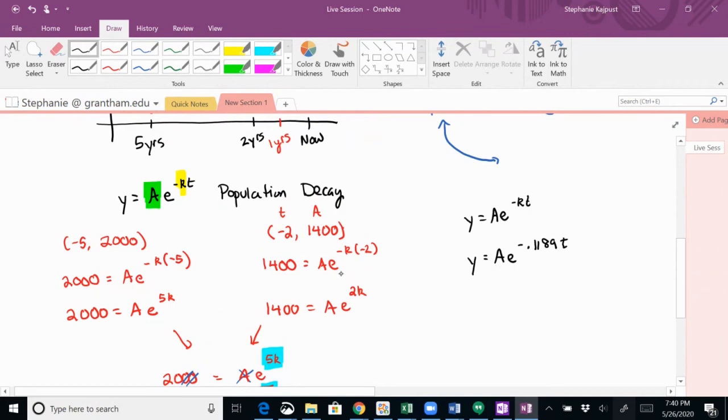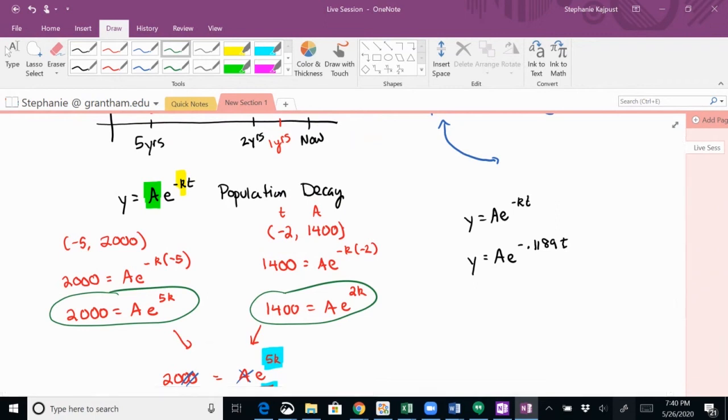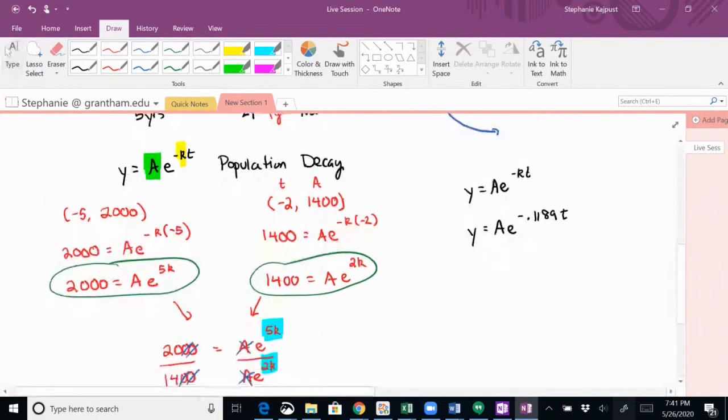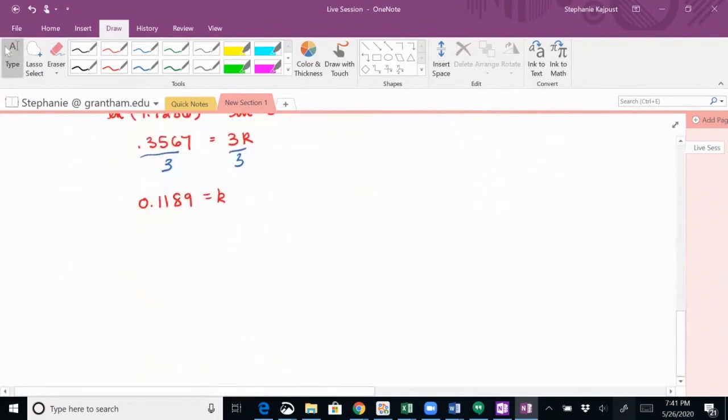I can use one of these equations. I can either use this equation or this one that I've created. I know k. I can plug in my k, and I have values, and then I can solve for A. It doesn't matter which one we use. So let's say I use the first one, the one on the left: 2,000 equals A e to the 5k. So I'm going to plug in my value for k.